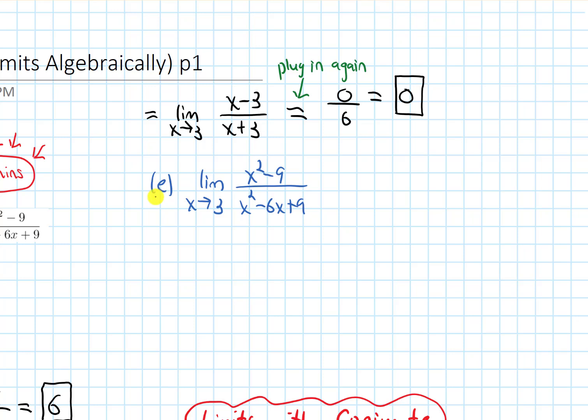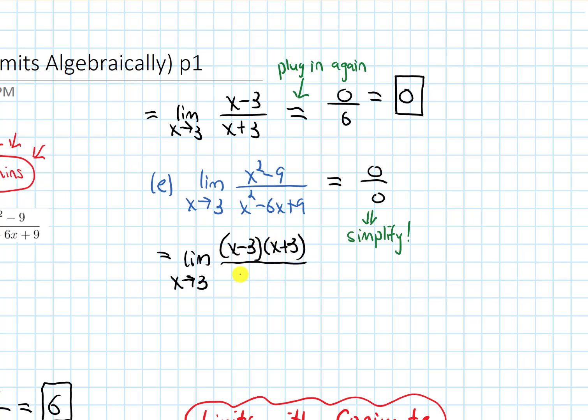So finally, let's do part E. Started off by plugging in. In fact, this is just the last problem, but the fraction is flipped. So when I plug in, I still get 0 on the top and 0 on the bottom, which means indeterminate form, I gotta simplify it. At this point, we know how the top and the bottom factor, because we did it in the last problem. It's just flipped. So the top is now x minus 3 times x plus 3, the difference of squares. The bottom is x minus 3 squared.